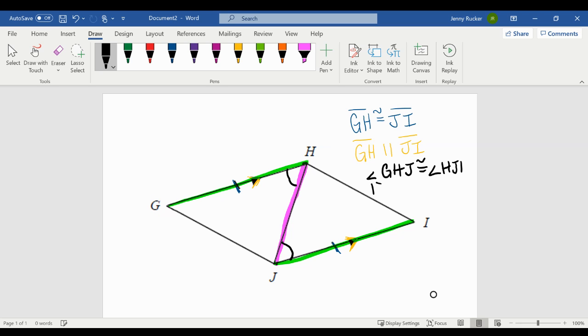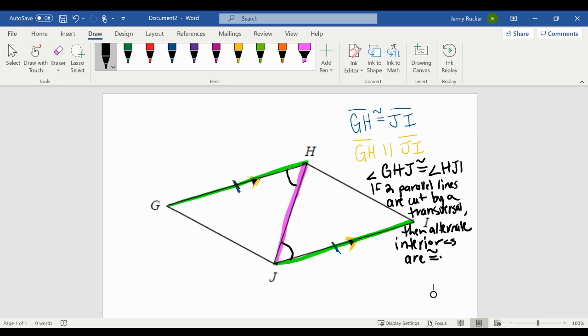And that is because if two parallel lines are cut by a transversal, then alternate interior angles are congruent. So that's what allowed us to mark those angles.